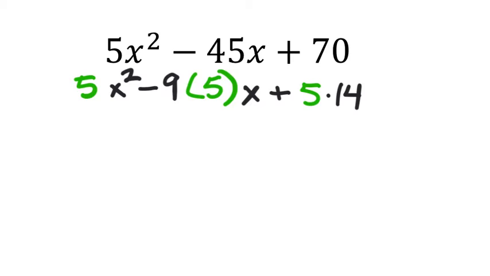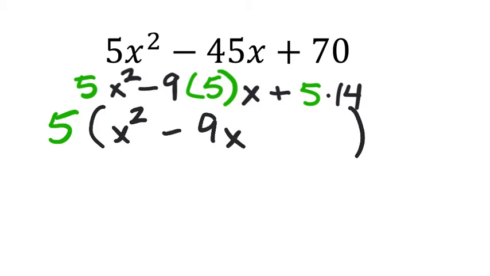Okay, so these 5s, I can see the green 5s here, and I'm skipping a little work, but I can yank each of these 5s out from the trinomial. Okay, so I'm going to pull this 5 out, and then what am I left with? The first term, x squared. The second term, negative 9x. And then the third term, positive 14. Okay, because again, these 5s were pulled out. They were factored out.